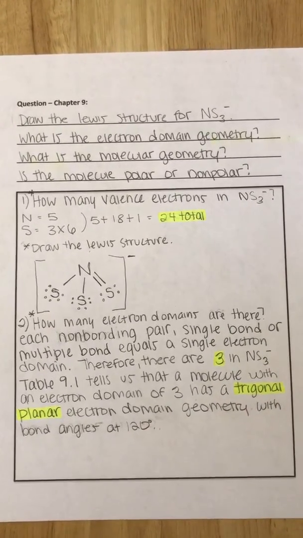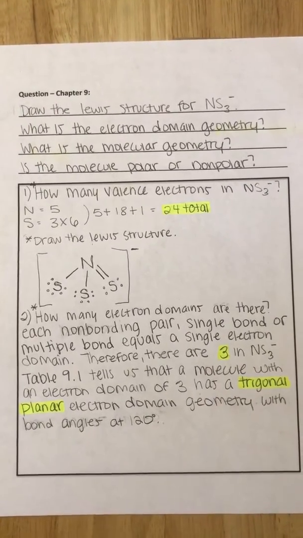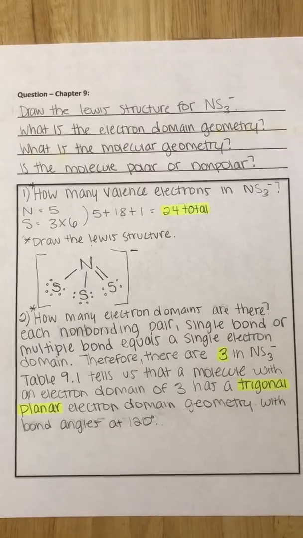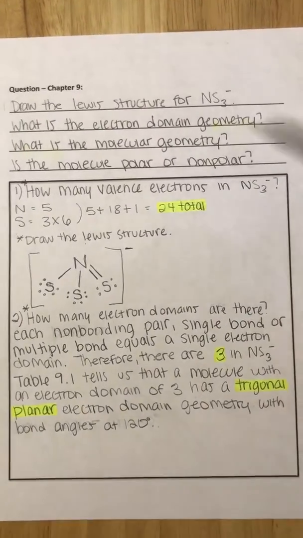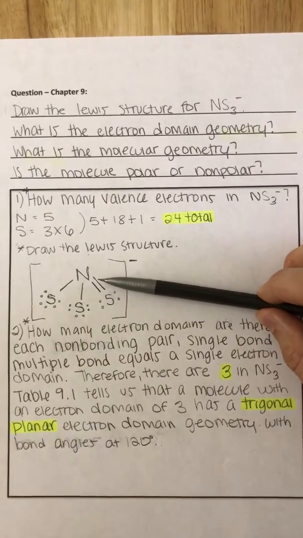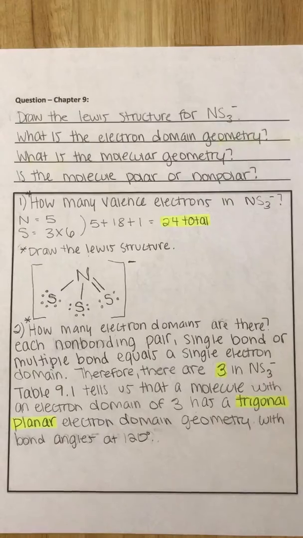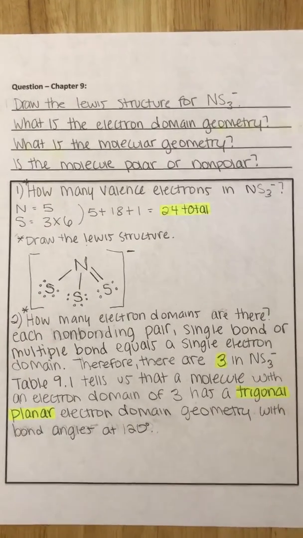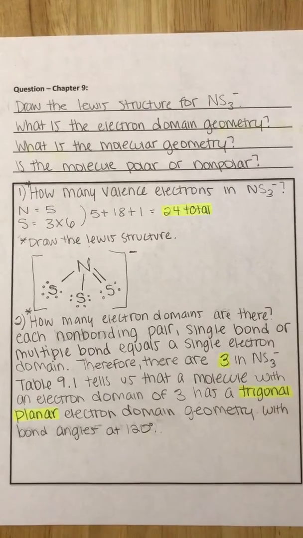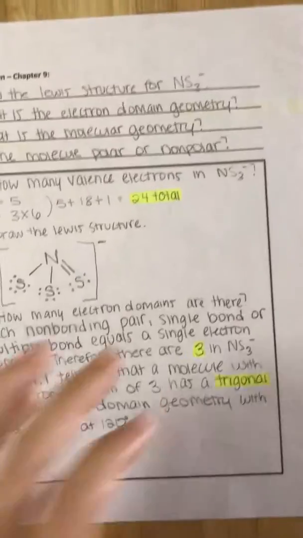Each non-bonding pair, single bond, or multiple bond equals a single electron domain. Therefore, there are 3 electron domains in NS3 negative, because this is 1, and this is 1. Table 9.1 in the book tells us that a molecule with 3 electron domains has a trigonal planar electron domain geometry with bond angles of 120 degrees.